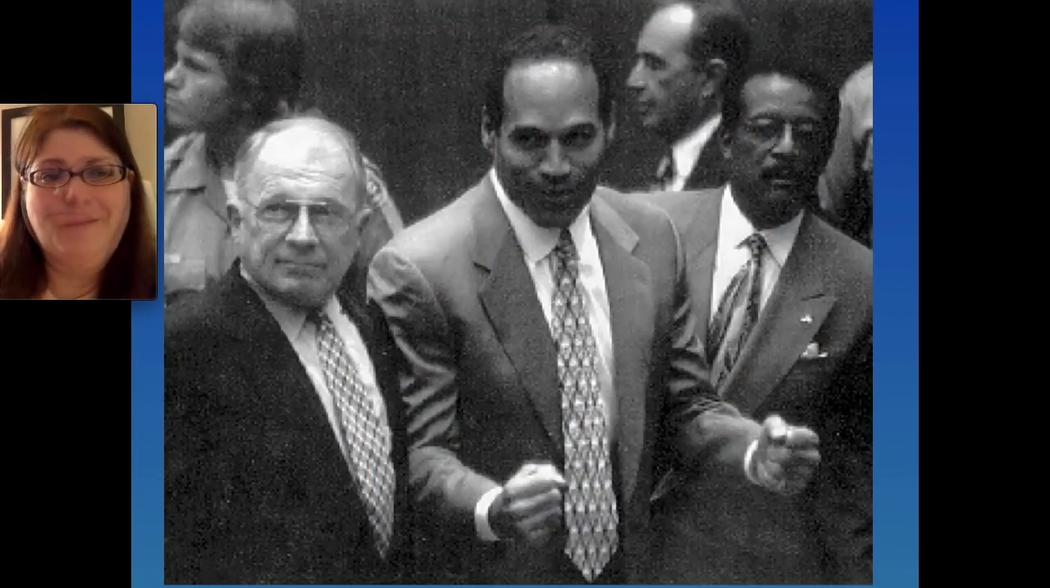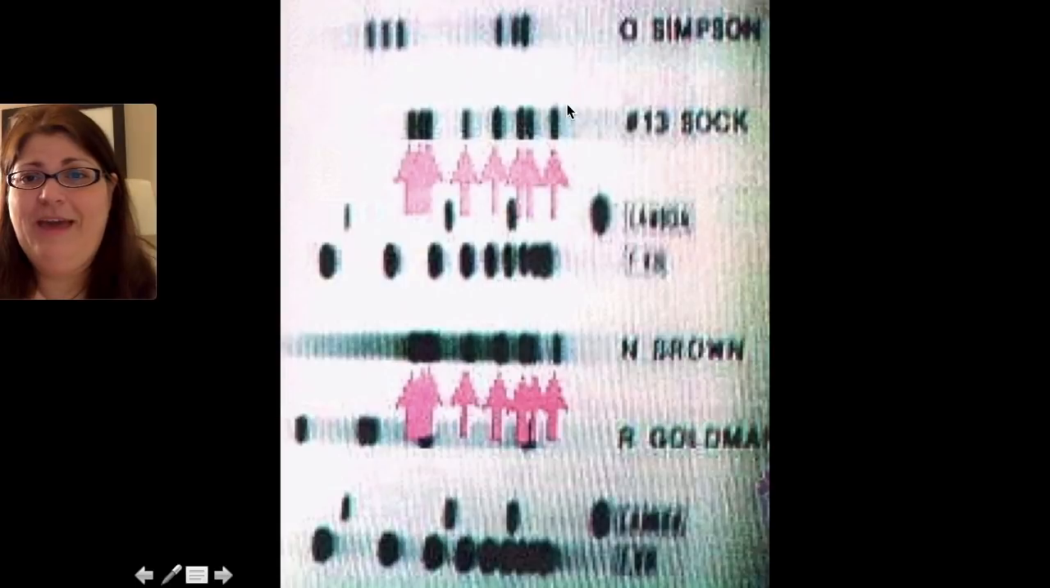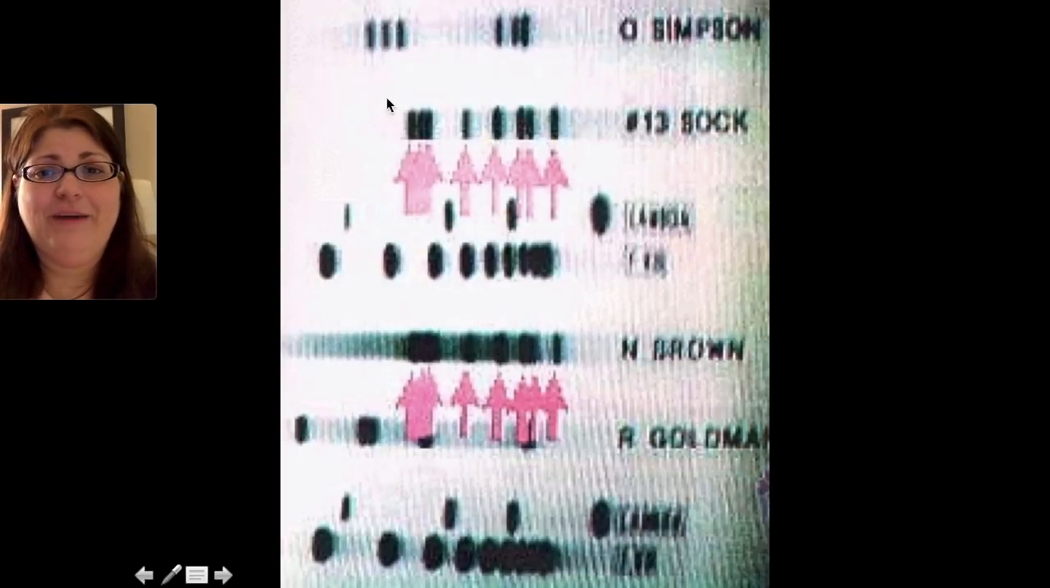Going back to O.J. Simpson, he was acquitted, even though we have this DNA, and even though it's a super old example, here's one of the victim's blood, his ex-wife, and here's blood that was found in his car, maybe, I don't remember.